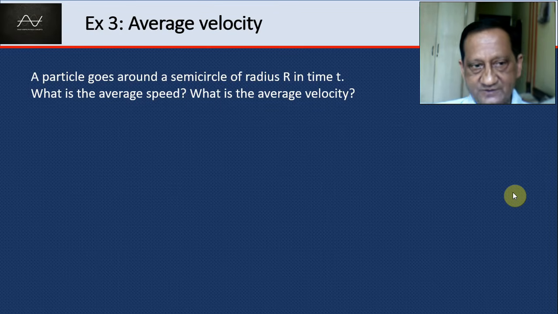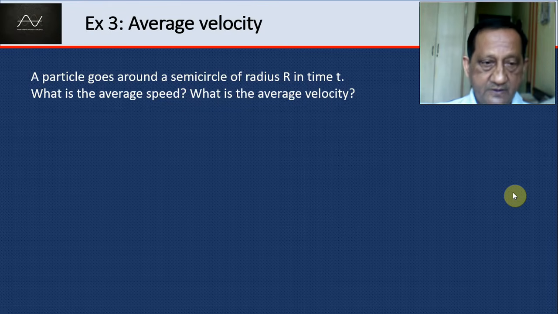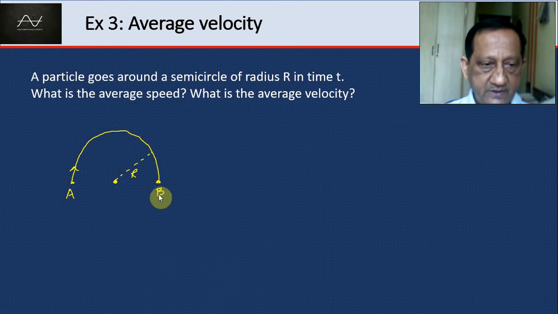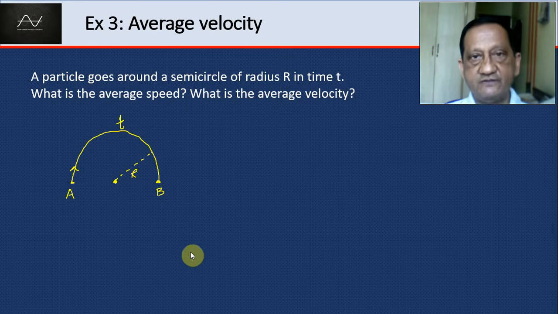Think about this question. A particle goes around a semicircle of radius r in time t. What is its average speed and what is the average velocity? Think about this. I'm drawing a diagram to help you. So it starts from the point A and goes around in a circle, this is the center of the circle, and the radius of that circle is R, and it goes to the point B. And the total time taken is T, right? That is a picture of the motion.